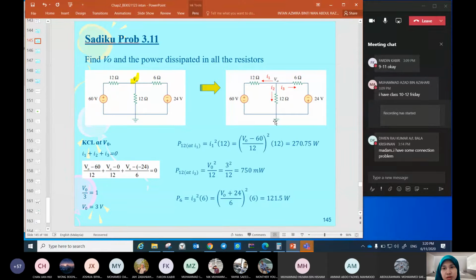Here we can use the formula V squared over R, because we know V0 is equal to the voltage drop across the 12. So it is 3 squared divided with 12, and we get this answer. Power of the 6 ohm is equal to I3 squared multiplied with 6. I3 is (V0 plus 24) divided with 6, squared, and multiply with 6, we get this.